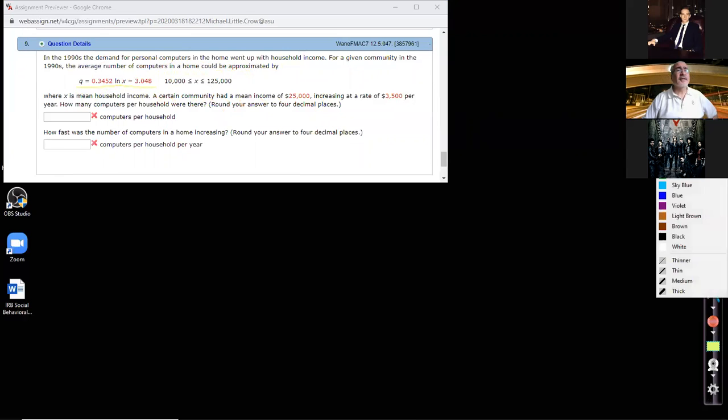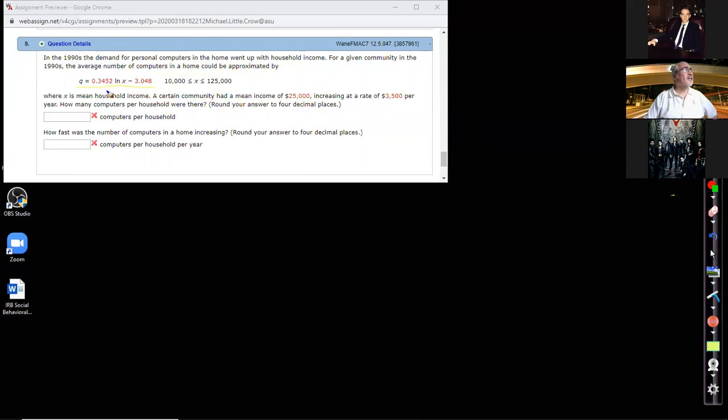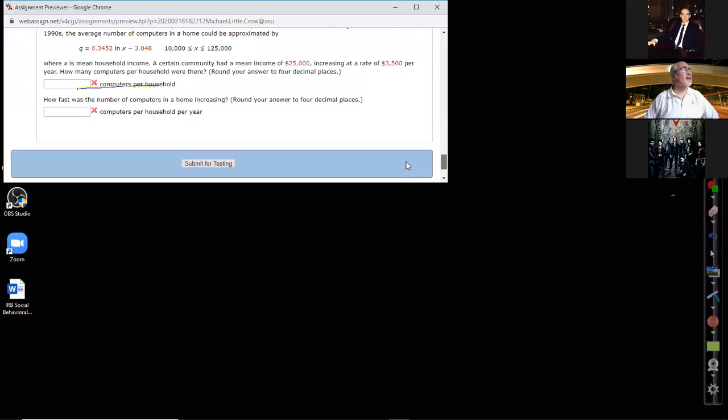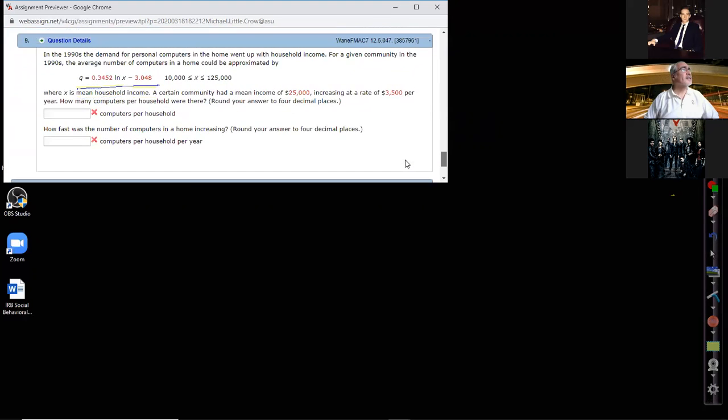What section are we on? This is 12.5. Okay, 12.5. X is the mean income. A certain community had a mean income of 25,000, increasing at a rate of 3,500 per year. How many computers per household were there? And then how fast was the number of computers in a home increasing?